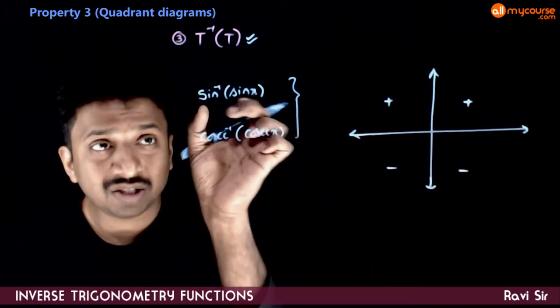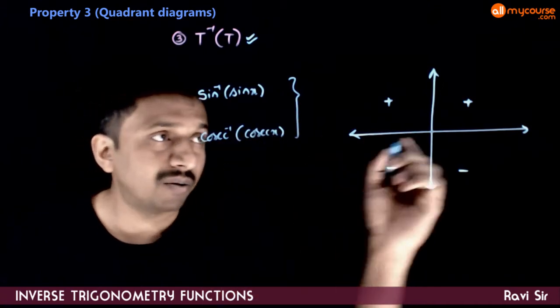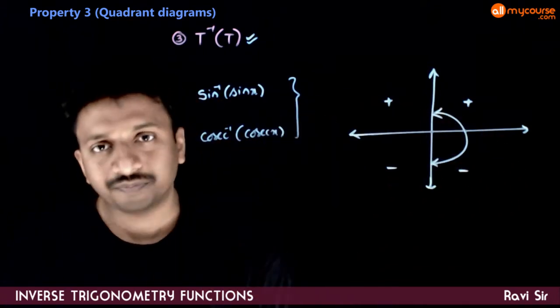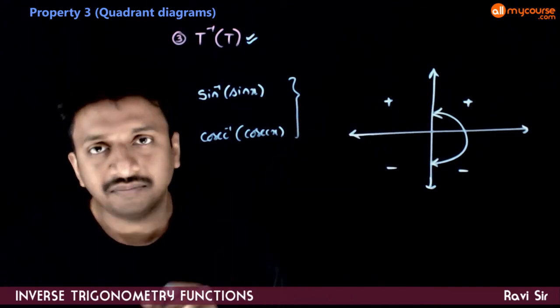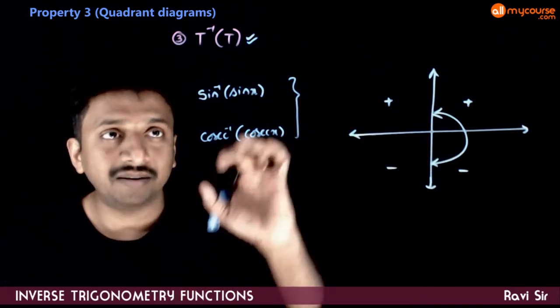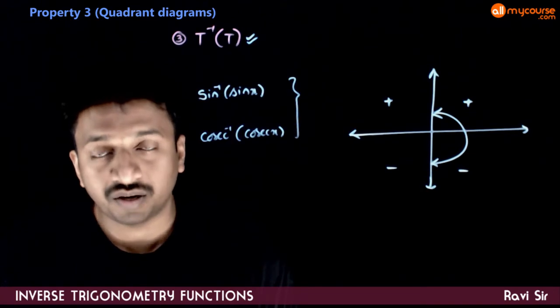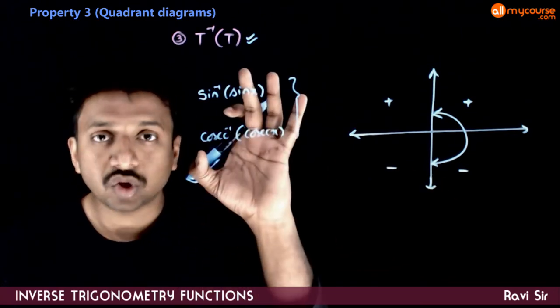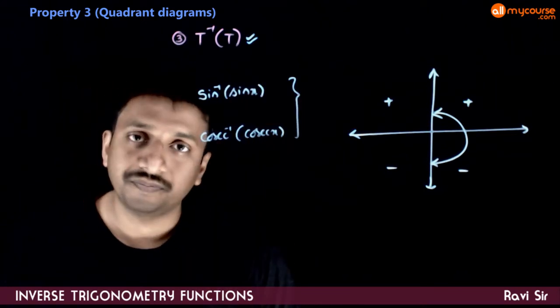And what is the range of sine inverse and cosecant inverse? Minus pi by 2 to pi by 2. So this diagram is called the quadrant diagram, corresponding to these two inverse trigonometric functions. And this diagram will be useful in solving expressions of this form.